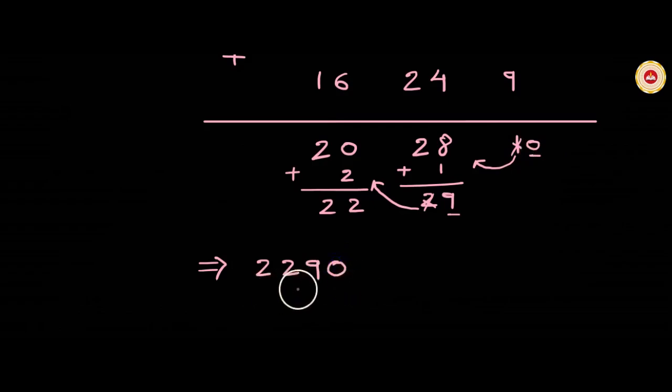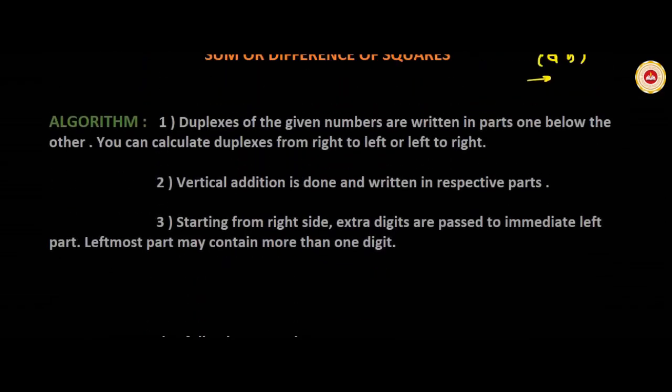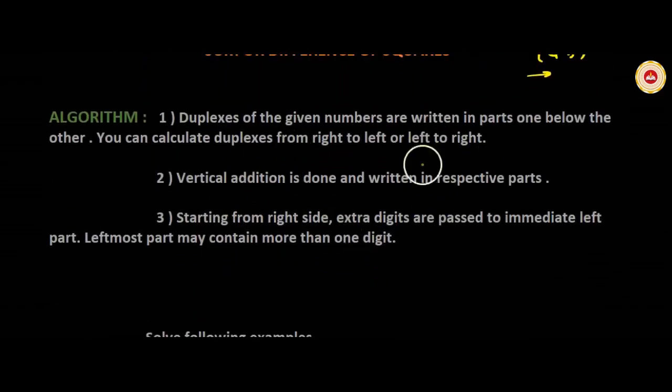2290. So let us write the answer: 2290. That means 21 squared plus 43 squared is equal to 2290. So let us solve the next example, but please friends, write these steps. I have written this algorithm for you to write it.